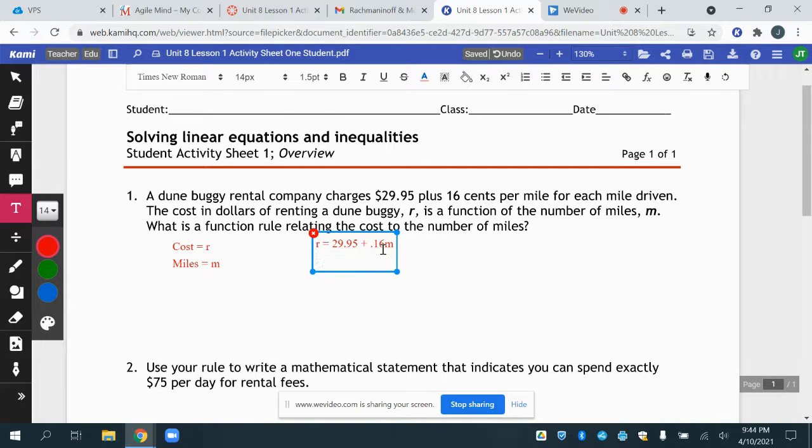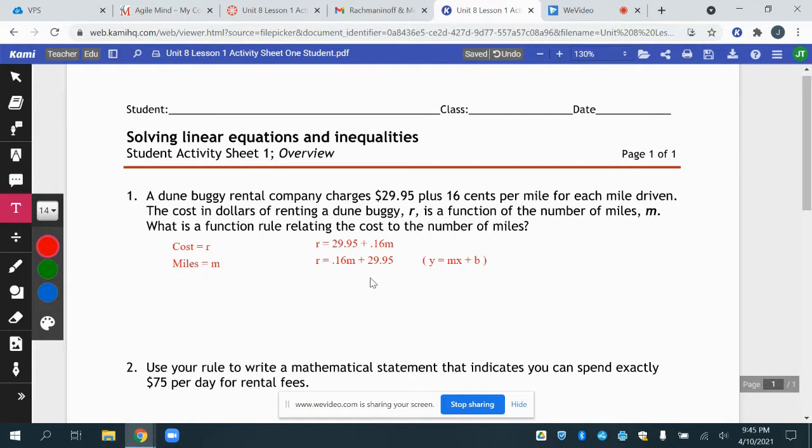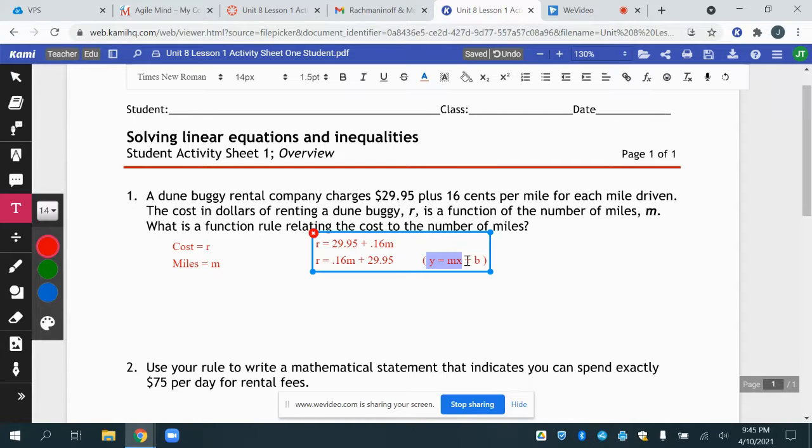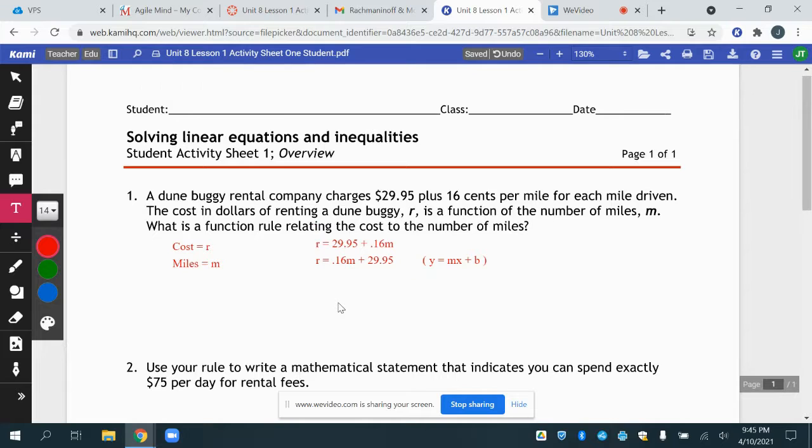I'm going to write it slightly differently though. R equals 0.16M plus 29.95. The reason I'm doing that is, just for the record, y equals mx plus b. That's something we did before, from an earlier section in the book, and it's something that never ever goes away. It's a very useful thing to remember. Y equals mx plus b. M is the slope. B is the y-intercept. So then if I was graphing, I could graph it very quickly.